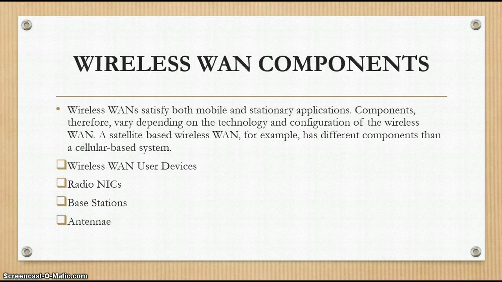For the wireless WAN components, wireless WAN supports both mobile and stationary applications. Components therefore vary depending on the technology and configuration of the wireless WAN. A satellite-based wireless WAN has different components than a cellular-based system.